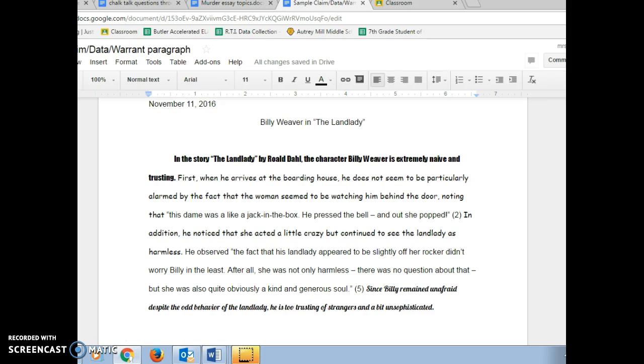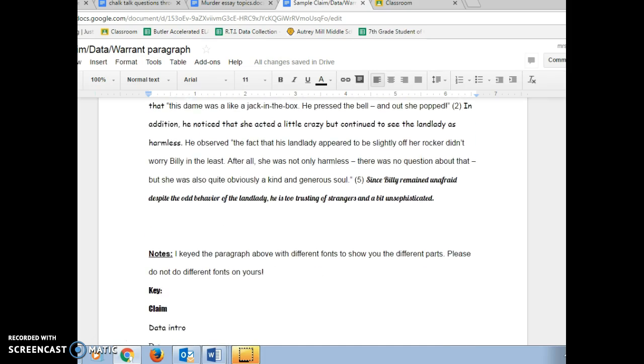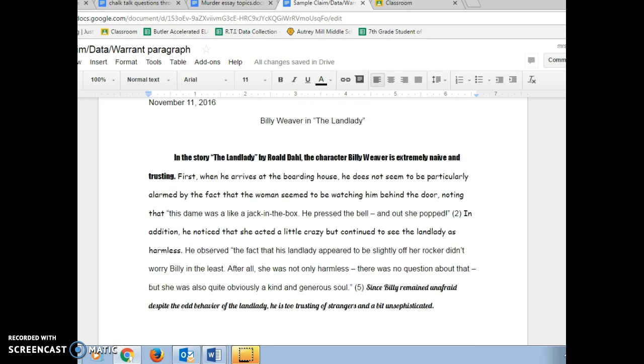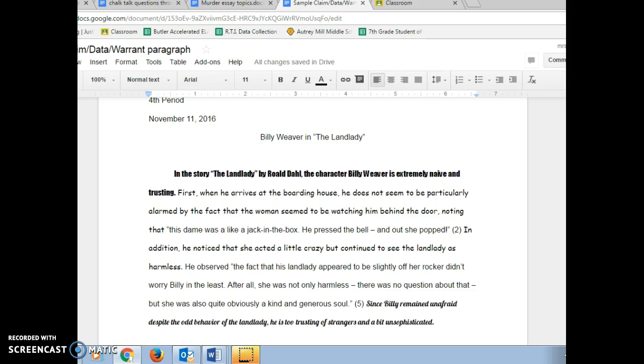Notice that I've used different fonts and given you a key below to show you the different parts: the claim, the data intro, the data, and the warrant. But as you remember in The Landlady, Billy Weaver was very, very trusting and ended up getting himself stuffed. So I've decided to make a claim that Billy Weaver was extremely naive and trusting. The way that I've done that is, first of all, I've referenced the story. It's always a good idea to say in the story or in the novel or in the film or in the documentary. In this case, in the story The Landlady by Roald Dahl, the character Billy Weaver is extremely naive and trusting.